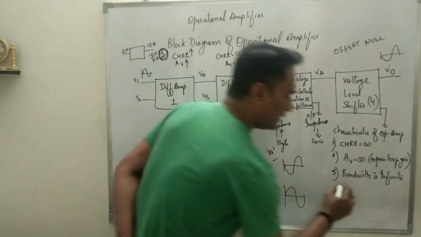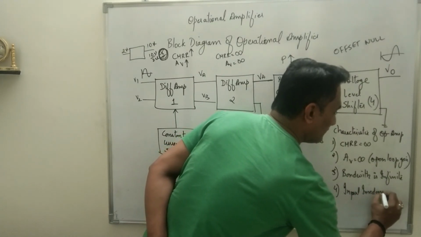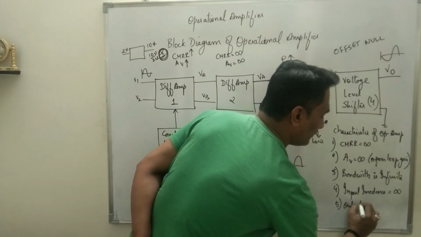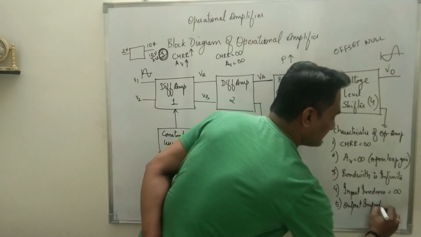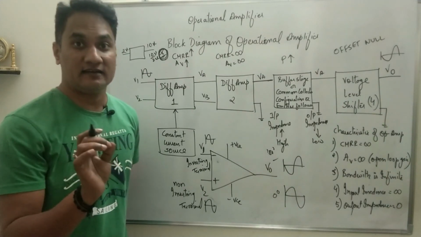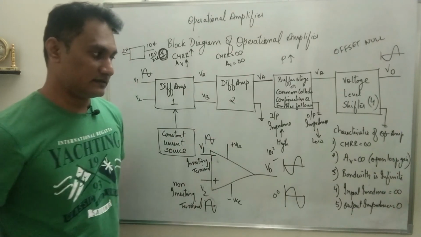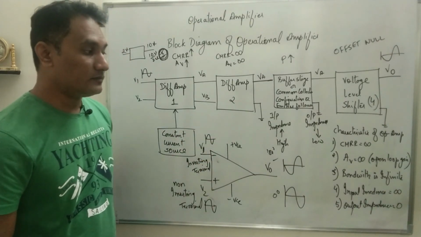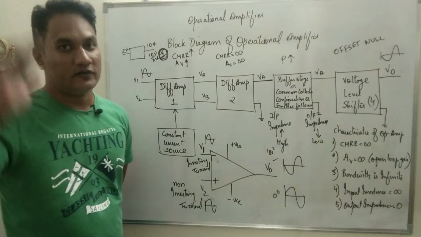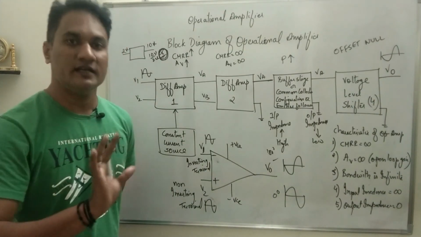So input impedance is infinite. Fifth, output impedance is 0. I'm considering ideal characteristics of the op-amp, not practical ones. Okay, it is ideal characteristics, that's why I'm giving specific values. Of course input impedance cannot be infinite, it will have a certain value but it will be very, very high. Similarly output impedance will not be 0, it will have some value but it will be very, very small.